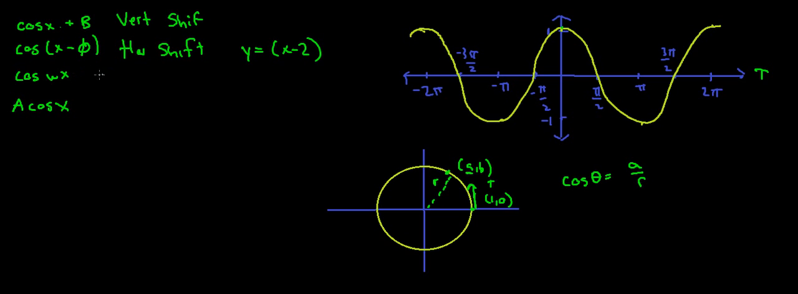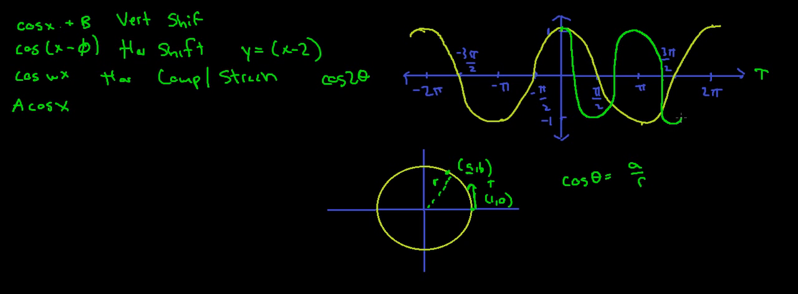This is horizontal compression and then stretching. If I have something like cosine of 2 theta, that means if I put in the angle, say 360 degrees, it's going to double it. So if I put in 360 degrees, instead of going around one time, I'm going to go around twice. So the graph will look like this. Here I went around one time and then I went around again, so I've gone around twice.